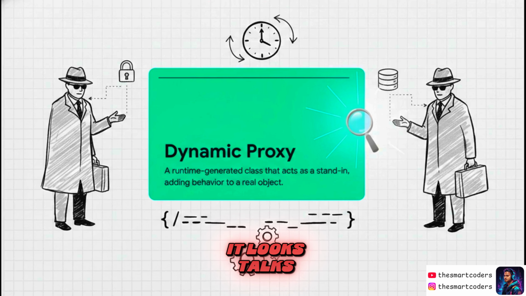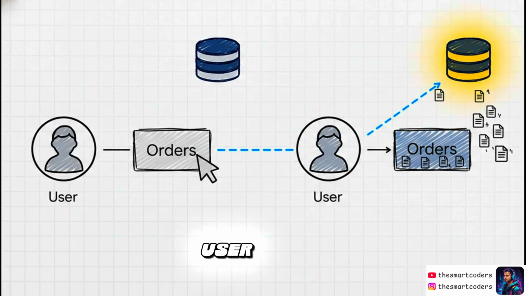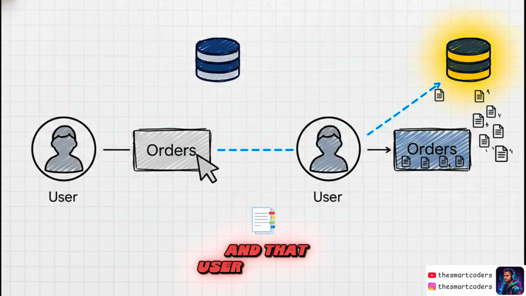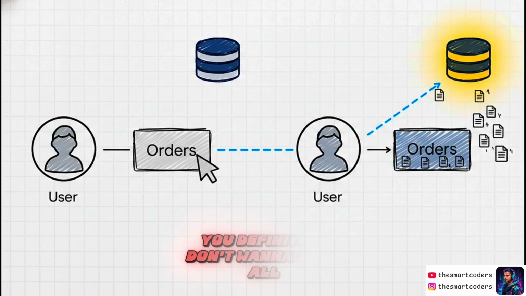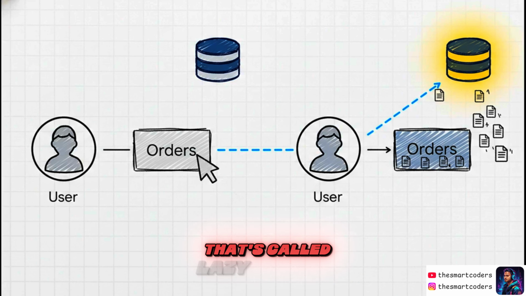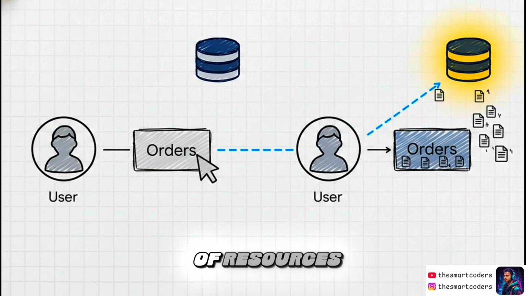And this proxy technique is an absolute game changer for performance. Just imagine you load a user object from your database, and that user has like 1,000 orders. You definitely don't want to load all 1,000 orders just to display the user's name. So frameworks like Hibernate use a proxy. They give you a stand-in, a fake list of orders, and only when your code actually tries to access that list does the proxy agent spring into action and run the real database query. That's called lazy loading, and it saves a ton of resources.